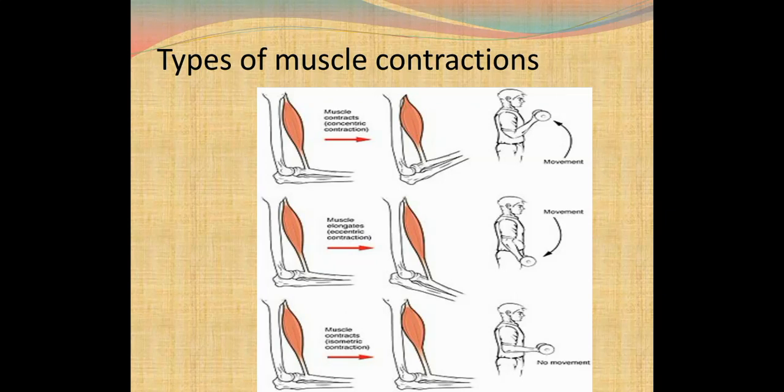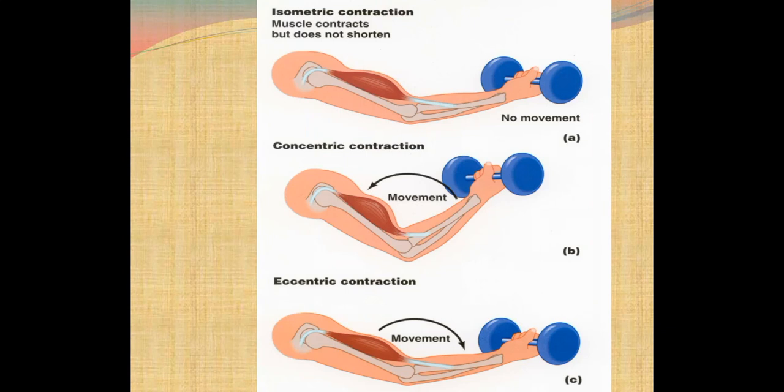So remember, there are three types of muscle contraction. First is the concentric muscle contraction, in which the muscle shortens. Second is the eccentric muscle contraction, in which the muscle lengthens. And third is the isometric muscle contraction, in which there is no change in the length of the muscle. Again in this picture you can see, the first picture shows isometric contraction, the second shows concentric contraction with shortening of the muscle, and picture C shows eccentric contraction, the lengthening of the muscle.